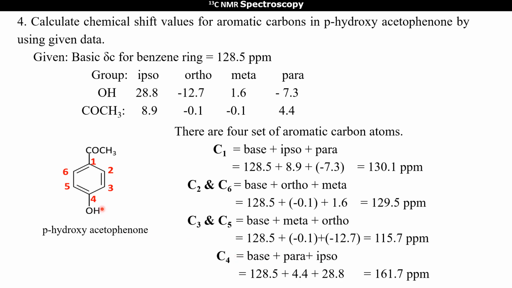For C4, the OH group is at the ipso position and the COCH3 group is at the para position. Therefore, the equation is base plus para plus ipso. By taking increments for para and ipso substituents, the chemical shift value is 161.7 ppm. This chemical shift value also indicates that if oxygen is directly attached to a carbon atom, the effect is a downfield effect, and the chemical shift value is more. This is the solution for this problem.